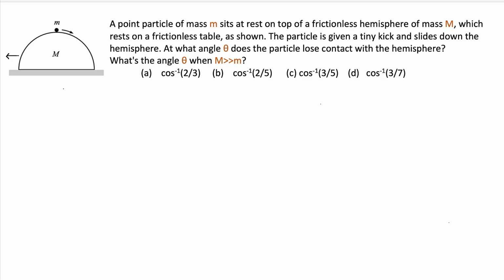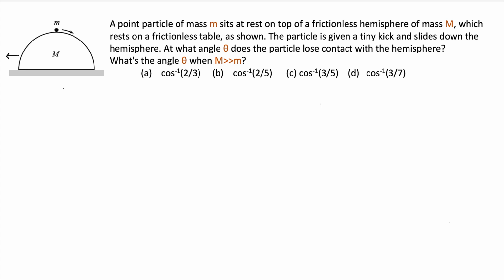There is a tiny particle of mass m which is sitting at the top of the hemisphere and then it starts coming down. Every surface is frictionless, so the bigger mass M, which is the hemisphere, will also start moving in the left direction. And so we need to figure out the angle theta at which the particle will lose contact with the hemisphere. Okay, and there is a special case. Let's say when the hemisphere is really heavy compared to the point mass m, then what is this angle theta? Okay, so I would request you to give it a try and then come back and see the solution.